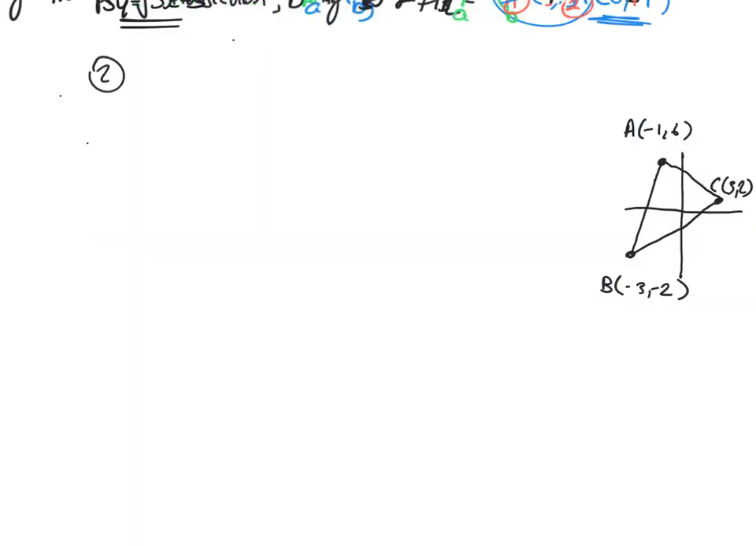Okay, next question, we've got a triangle which has got vertices A (-1, 6), B (-3, -2), and C (5, 2). And part A is going to be to find the equation of the median from C. Let's draw in what that would look like. The median from C comes from C and cuts the opposite line in the middle.